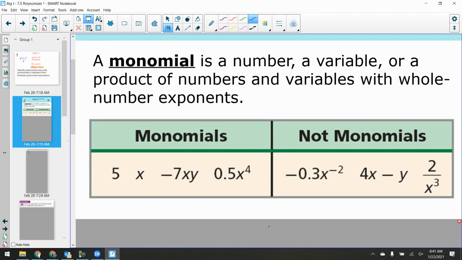What are not monomials then? Well, you can't have negative exponents, that's no good. That's why I said pretty much everything was a monomial. Negative exponents were not monomials. 4x minus y. The subtraction sign in between there makes it not a monomial. We'll talk about what this is in a minute. This has a name, but it's not a monomial. It's got two terms, not one term. And then 2 over x to the third. Again, you can't have anything in the denominator. That is technically a negative exponent, 2 times x to the negative third.